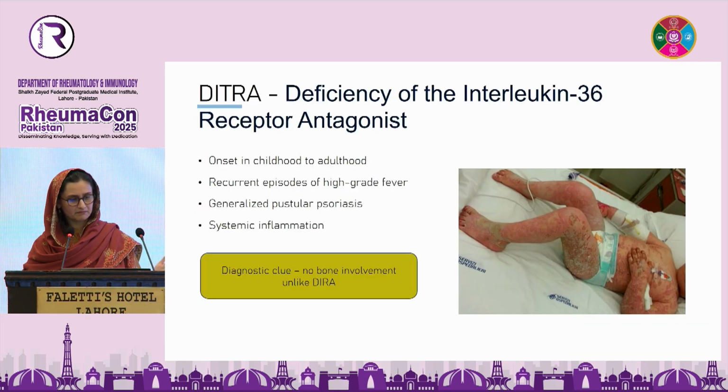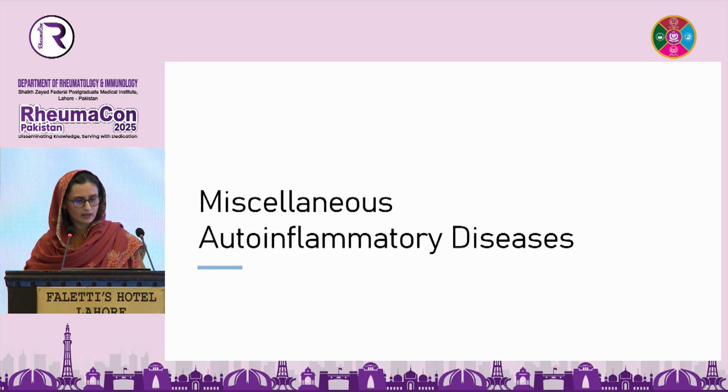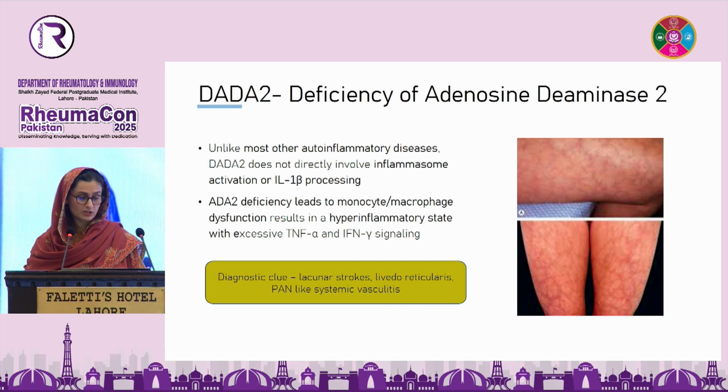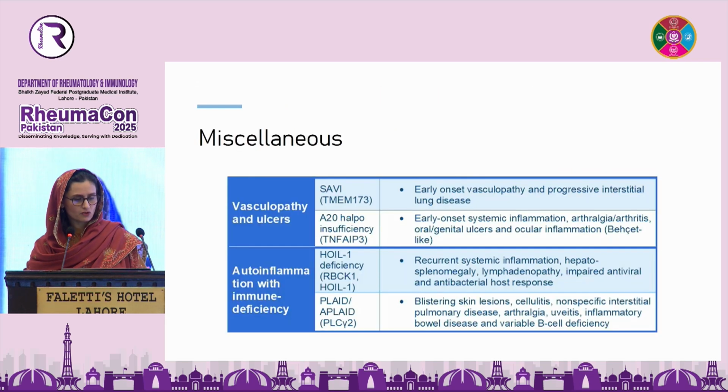Next, we have DIRA, DITRA, and lastly, the miscellaneous group of autoinflammatory diseases in which DADA2 is very important. Here patients can present with lacunar strokes, livedo reticularis, and PAN-like systemic vasculitis. We can have CANDLE syndrome, then we have SAVI syndrome, haploinsufficiency of A20 related disease, etc., etc.